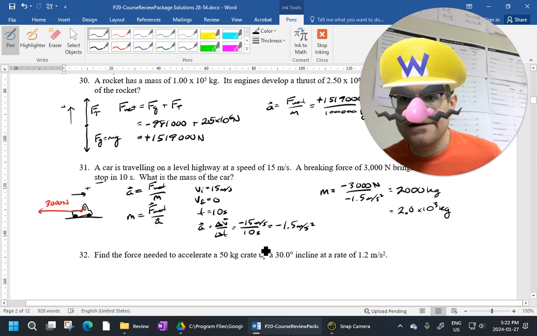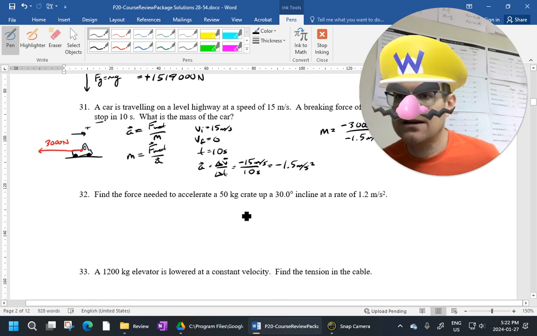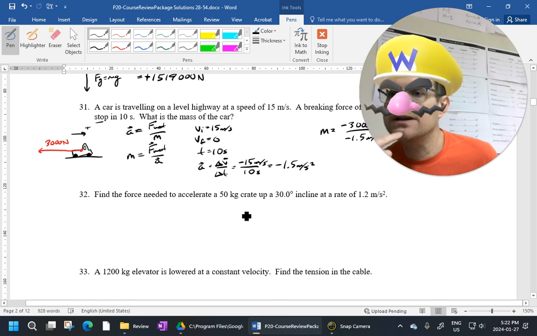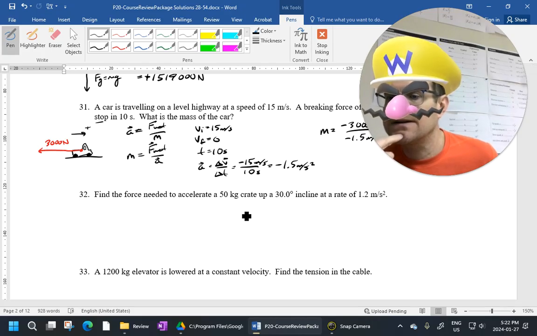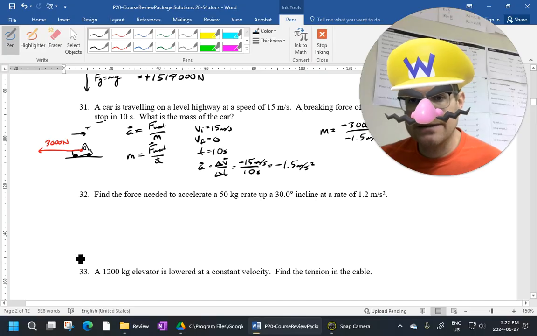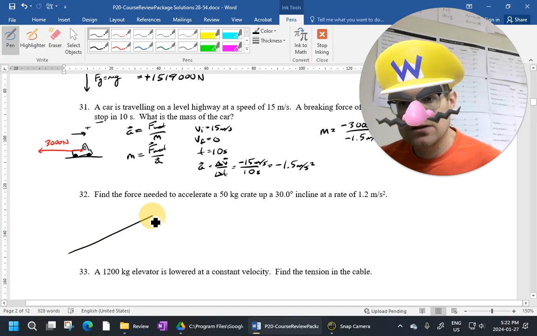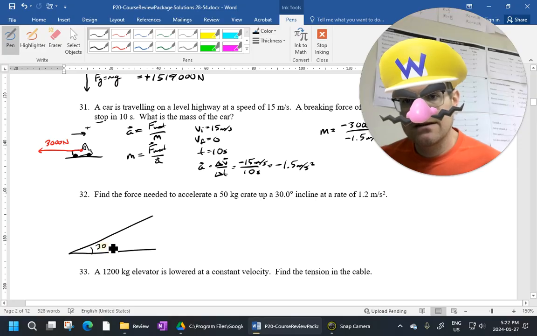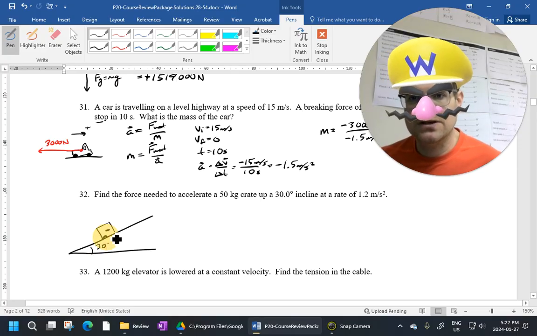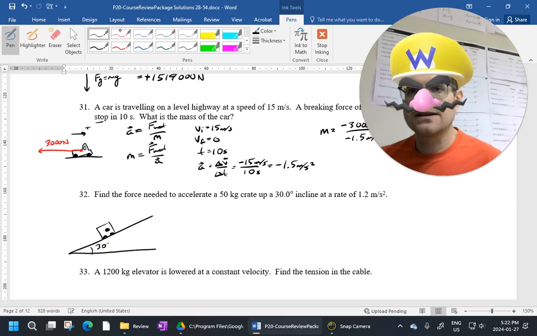All right. Find the force needed to accelerate a car up a 30-degree ramp. Okay. So let's do that 30-degree ramp picture here. 30 degrees, that's about that. We have our car. There's my car. It's an awesome looking car. Oh, no. It's a little block car.